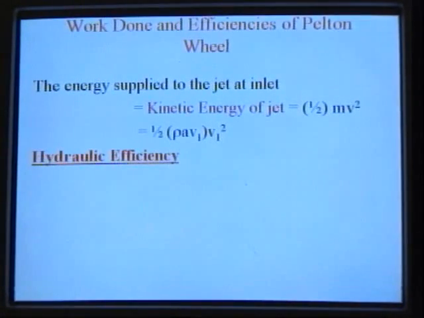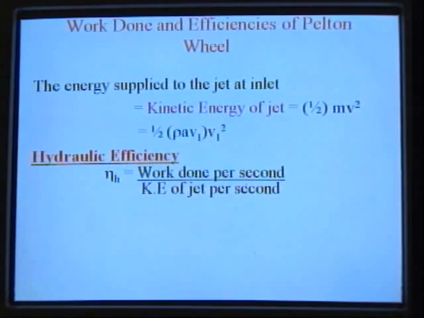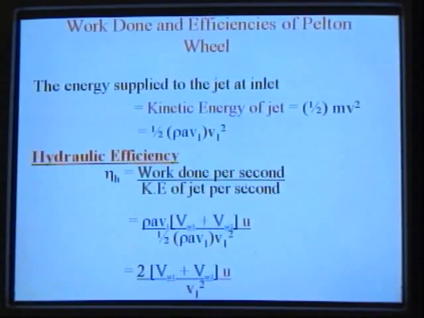Now to calculate the hydraulic efficiency, efficiency is defined as output by input. Here the output is work done and the input is kinetic energy that we are supplying to it. So the formula now becomes hydraulic efficiency is equal to work done per second divided by kinetic energy of jet per second. Substituting the above values, we get rho a V1 into (Vw1 plus Vw2) into u divided by half rho a V1 into V1 square. So cancelling the values, we get 2 into (Vw1 plus Vw2) into u divided by V1 square.